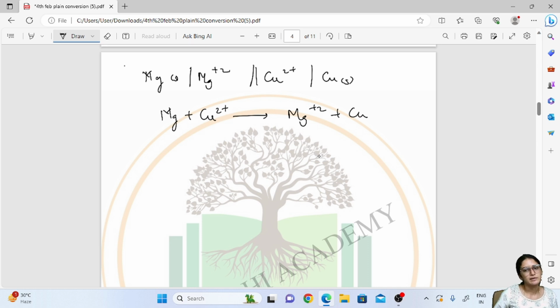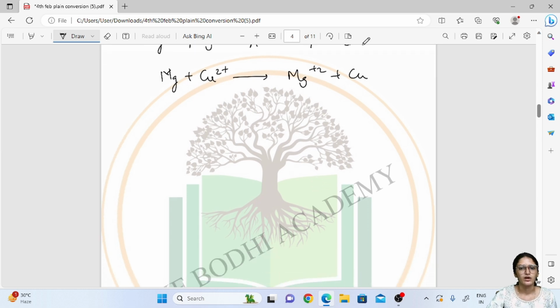In this cell representation we can see that the left part is the anode and the right one is the cathode, and the middle one, the two lines, indicates the salt bridge. So we got to know the particular reactants and products. This is the way to write the reaction. Then they ask for the formula for the equilibrium constant and Gibbs energy. The equilibrium constant formula is given by E naught of cell is equal to 0.059 divided by n log Kc. So Kc is the equilibrium constant here.